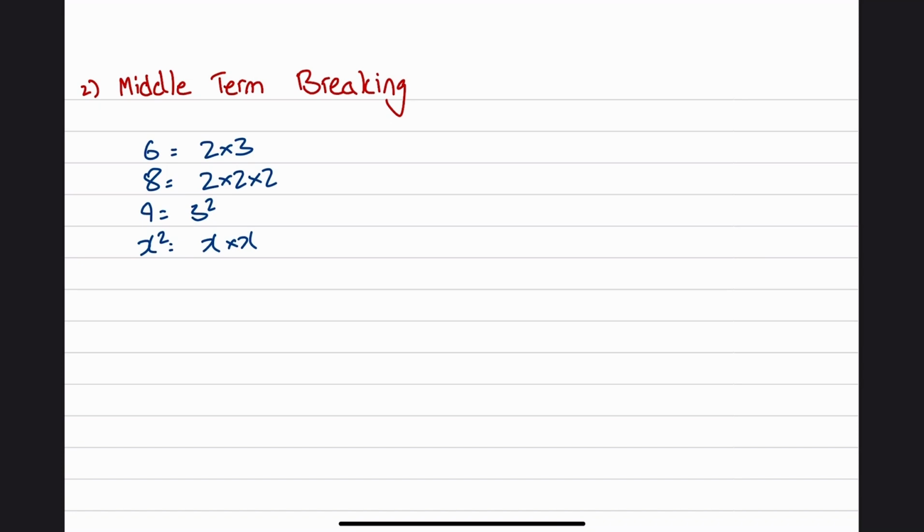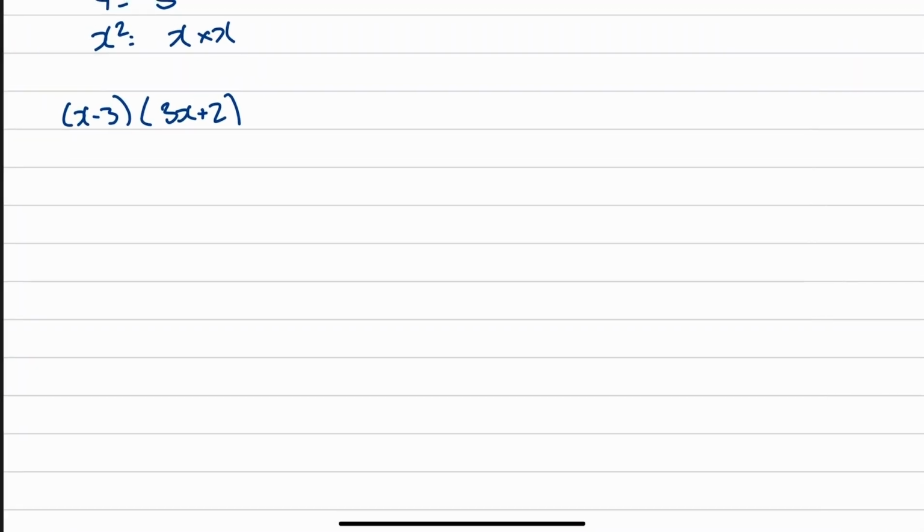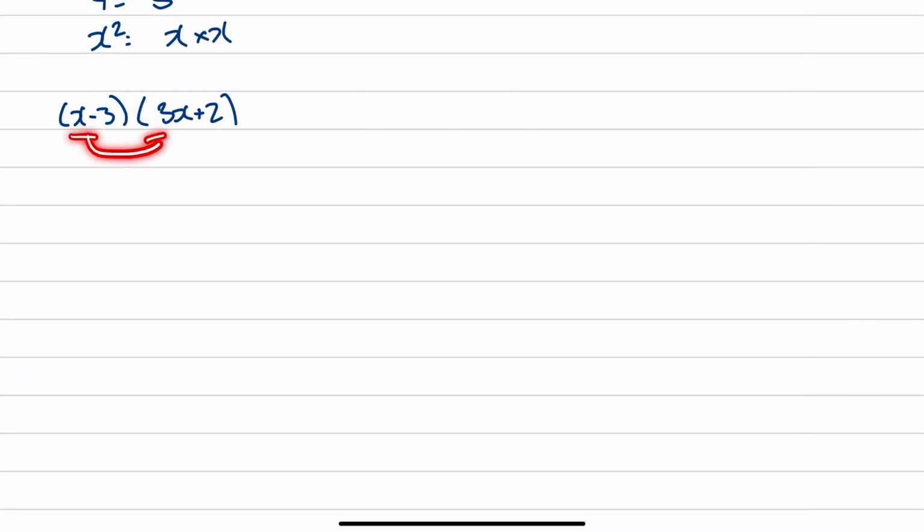Now what a quadratic essentially is, is a product of two linear factors. For example, x minus 3 and 3x plus 2. If I expand this expression, I should get a quadratic. So let's do that right now. I'll expand this by multiplying x with this bracket and minus 3 with this bracket. So x into 3x plus 2, minus 3 into 3x plus 2.